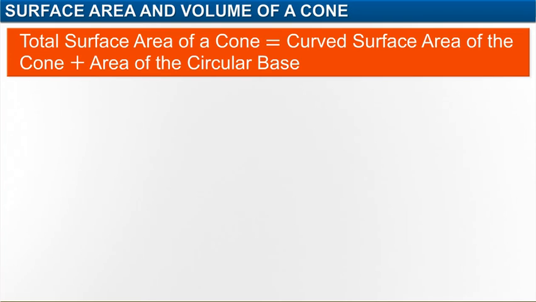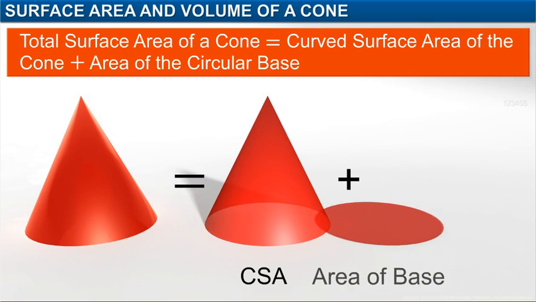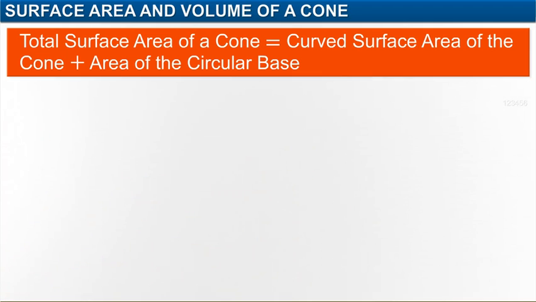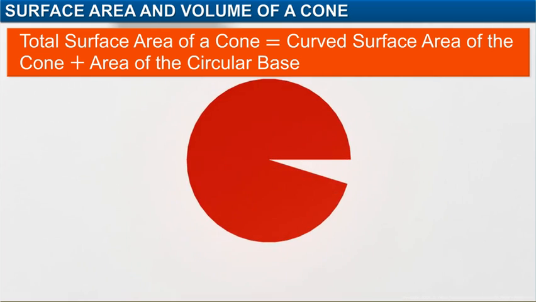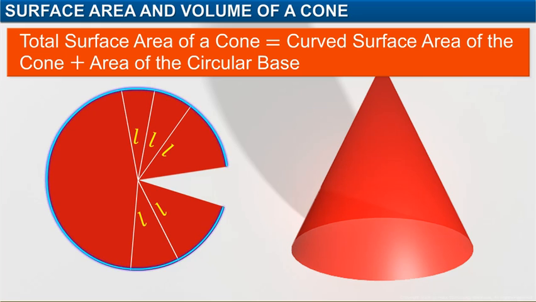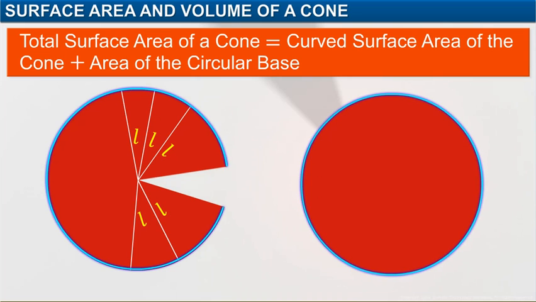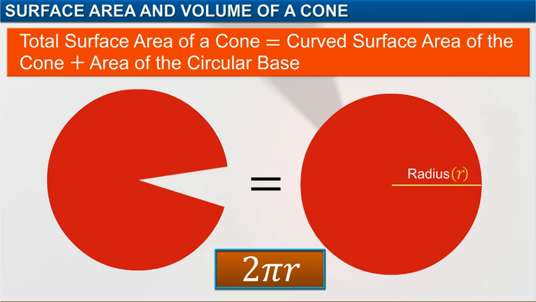The total surface area of a cone can be obtained by adding the curved surface area of the cone and the area of its circular base. If we cut it along its slant height, it opens up to the shape as shown here. The straight edges represent the slant height L. The curved edge represents the edge of the circular base. Hence, the length of the curved base will be equal to the circumference of the circular base of the cone, which is equal to 2 pi r, where r is the radius of the base.